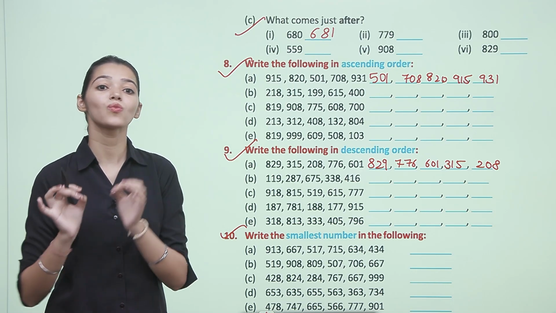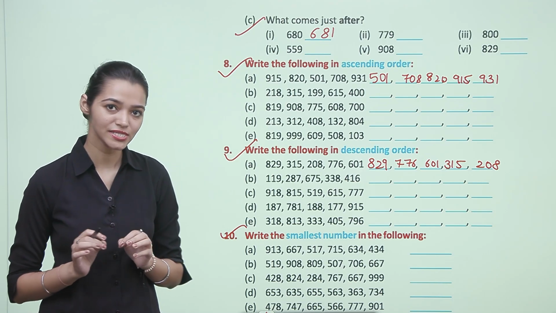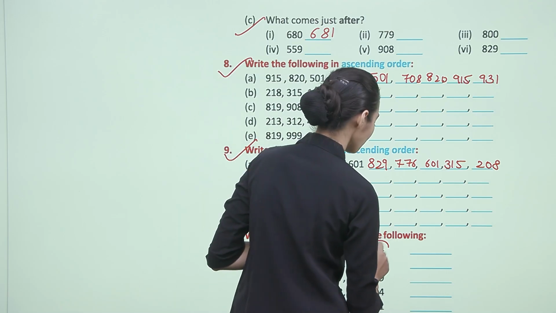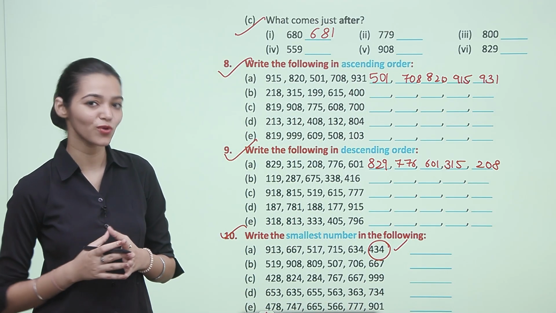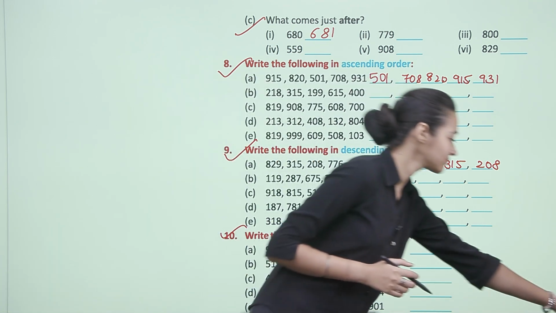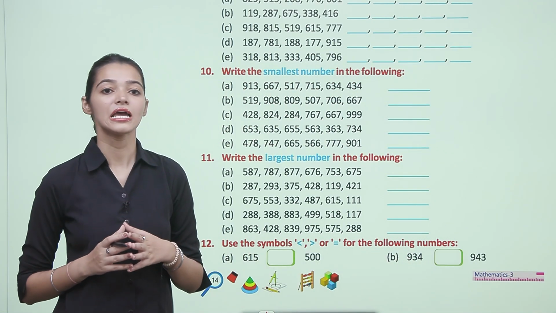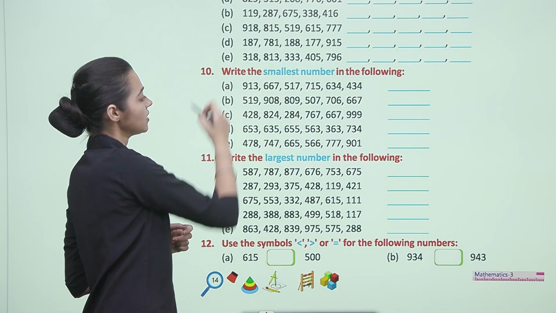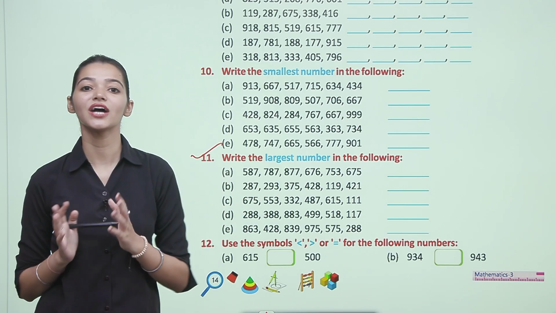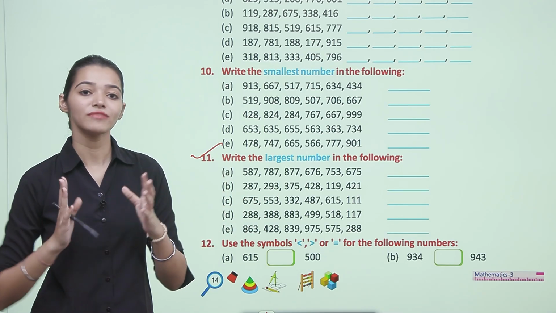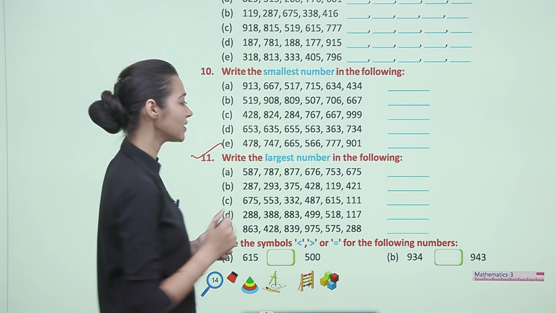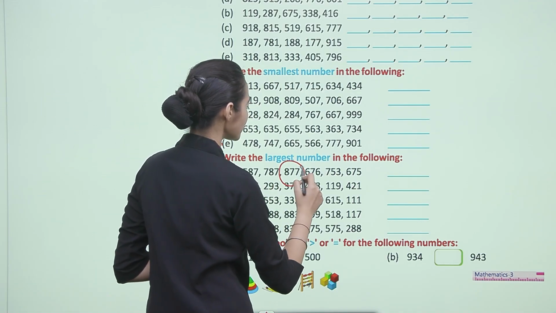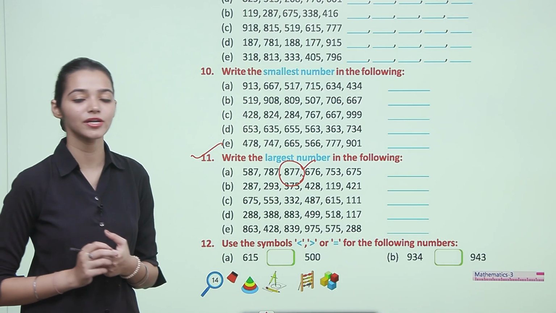Now in the next one, we have to write the smallest number in the following. Which one is the smallest number among all these numbers? Very good, that is 434. That's how we have to find the smallest number among all these. Now in the next one, we have to write the largest number in the following. So when we find out the largest number among all these, which one is the largest number? That is 877 is the largest number among all these.